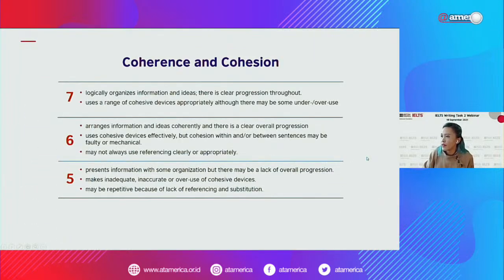Right, so here is the band descriptor on coherence and cohesion. If you only have a one paragraph essay, surprise, surprise, some people still just write a one paragraph essay, and there is a tiny bit of progression, you can only get band 5. It presents information with some organization, but there will be a lack of overall progression, and inadequate, inaccurate, or overuse of cohesive devices.